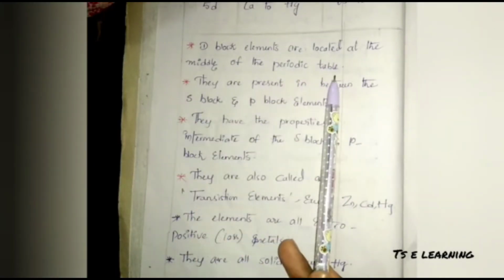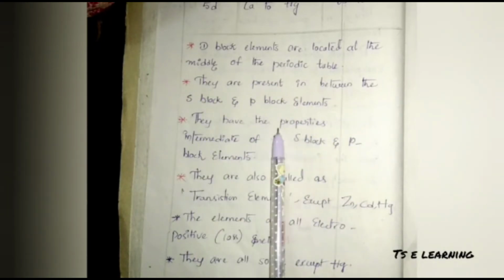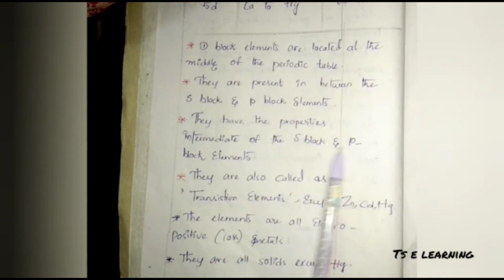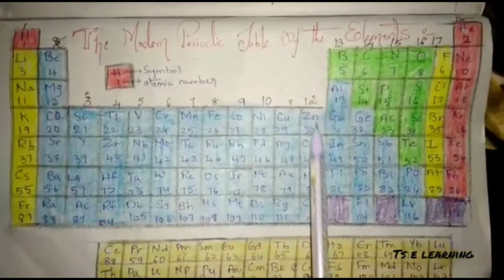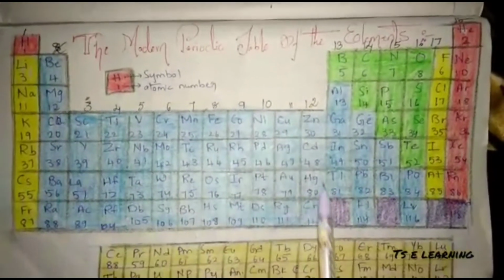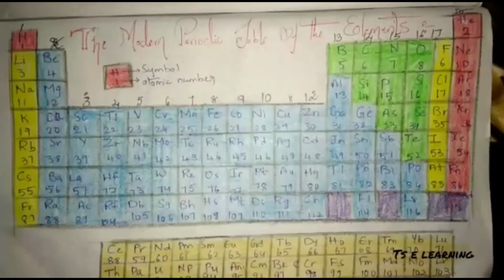D block elements are located in the middle of the periodic table. They are present in between the s block and p block elements. Their properties are intermediate between s block and p block, so they are also called transition elements, except Zn, Cd, Hg. The elements are all electropositive. They are solids except Hg. Here you are seeing a modern periodic table, and groups 3 to 12 are the d block elements, that means in between the s block and p block.